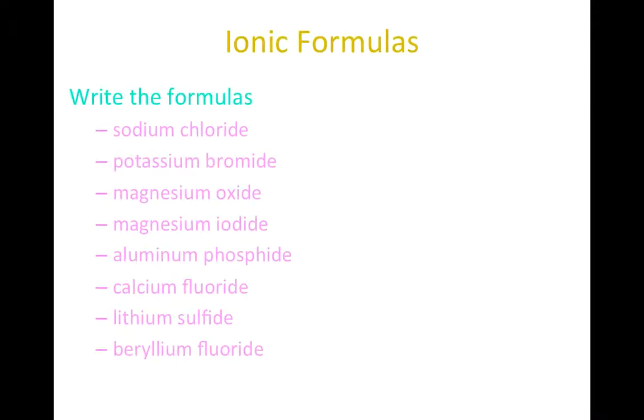Okay. So just as an example here, if I were to ask you to write the formulas for these things, sodium chloride, potassium bromide, magnesium oxide, magnesium iodide, all the way down to beryllium fluoride, you might immediately say, well, NaCl, KBr. Again, you have to start to learn the periodic table. Potassium's symbol is K. Well, that's because its Latin name starts with a K. Magnesium oxide, you might say MgO. Magnesium iodide, MgI. Aluminum phosphide, AlP. Calcium fluoride, lithium sulfide, and beryllium fluoride.